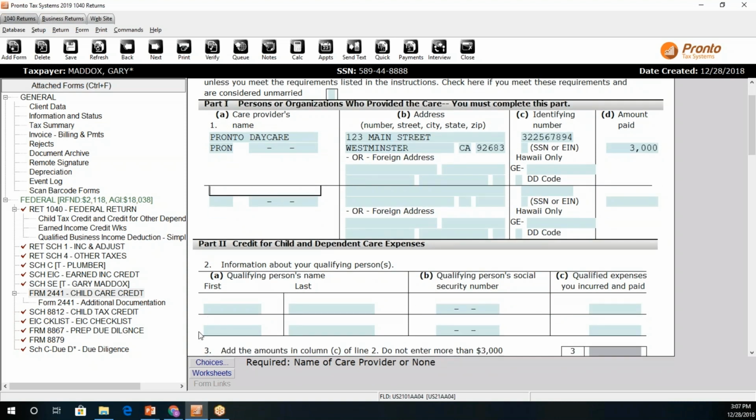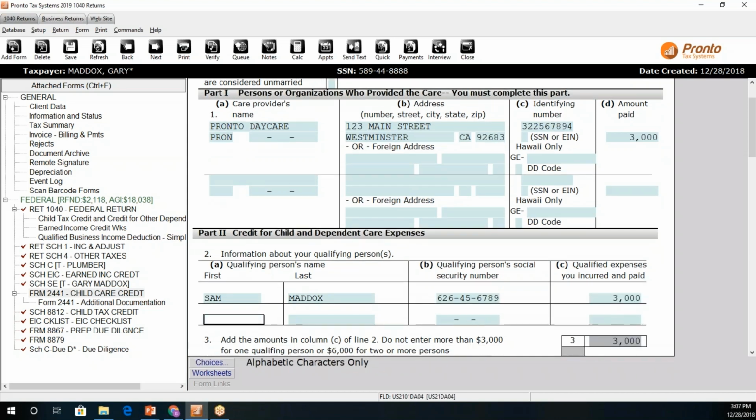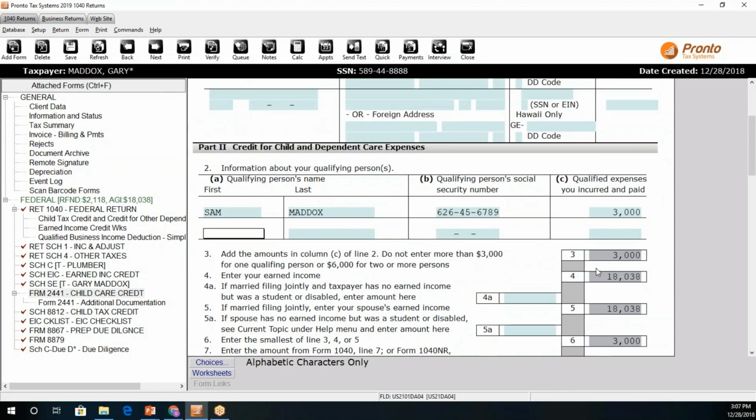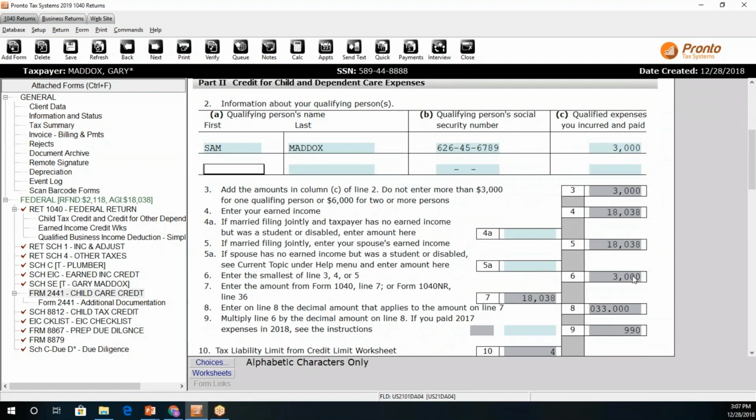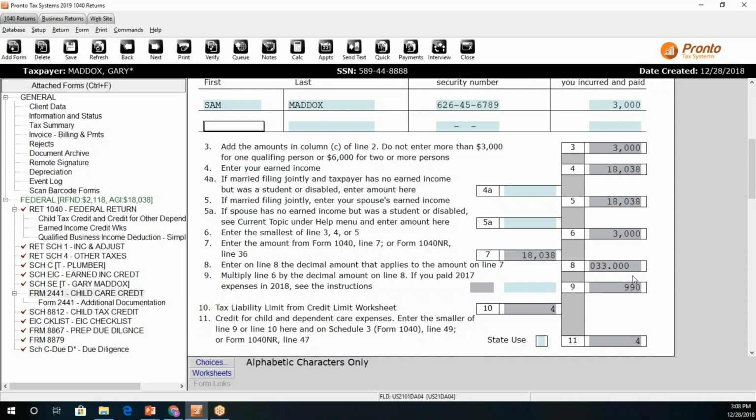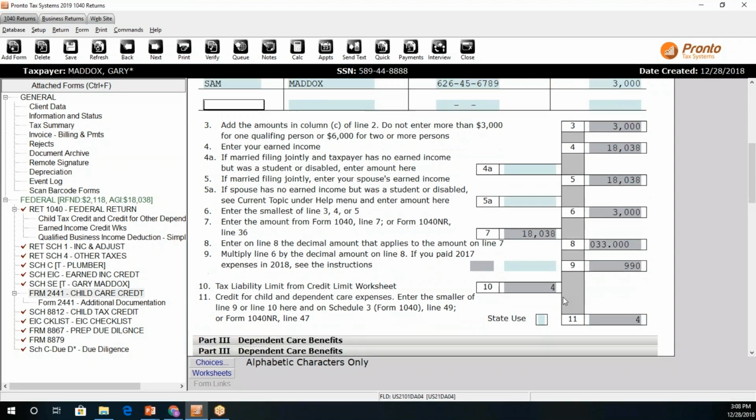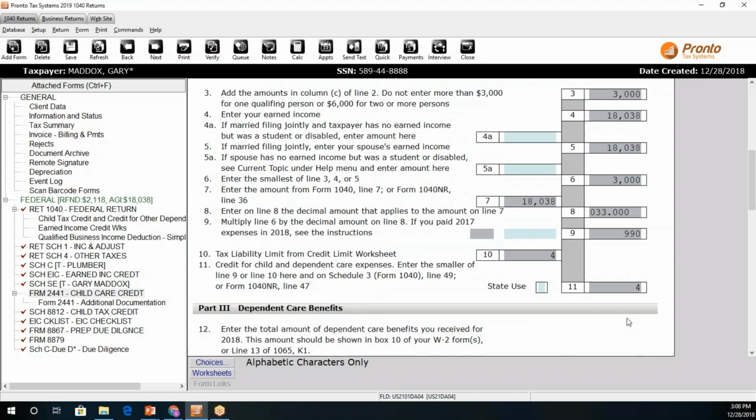So we need to provide information for the qualifying person, and of course that was his son, Sam Maddox, his social security number, and he paid a total of $3,000. Okay? So here we go. It looks like his earned income was $18,038, so that went there. Okay, and it looks like the tax liability limit was $4. Credit for the child and dependent care expenses is $4. Okay, didn't really help him a lot.